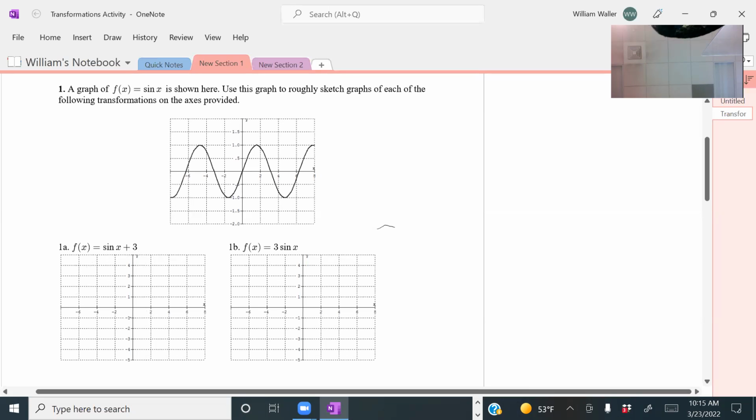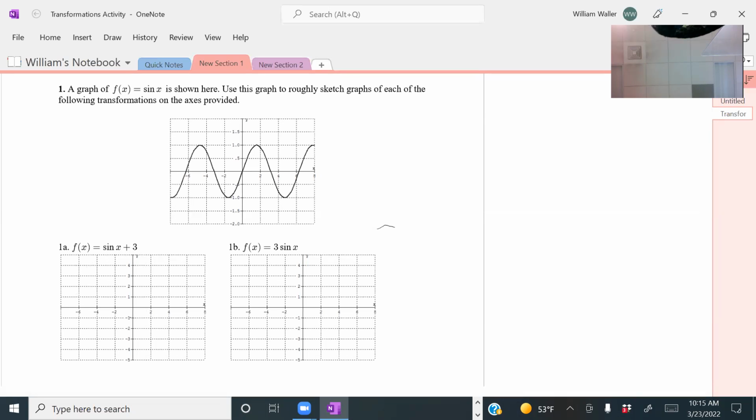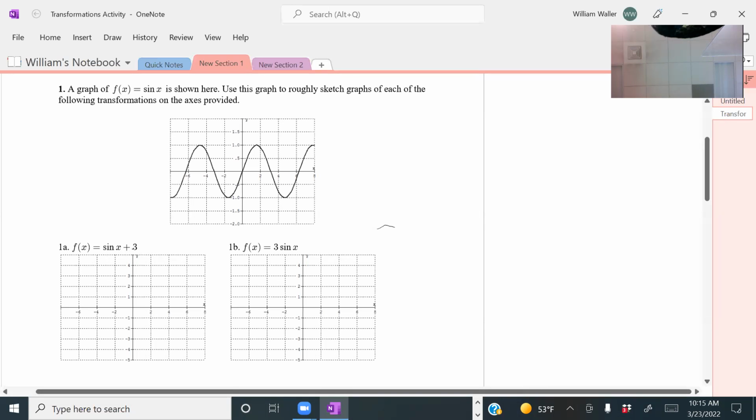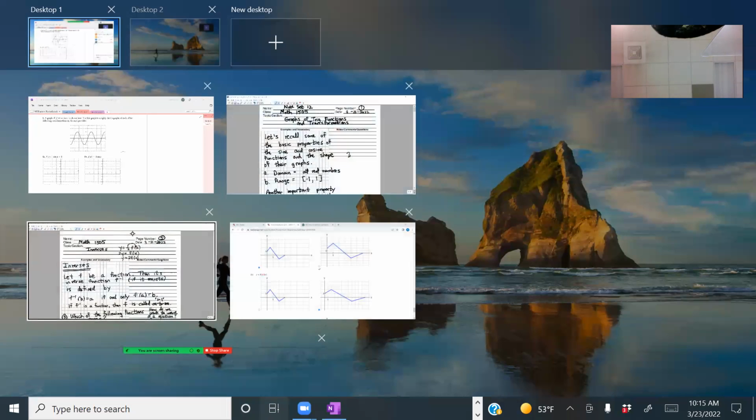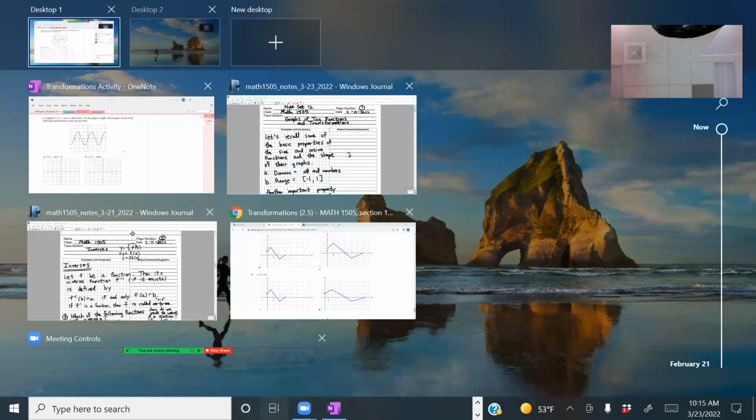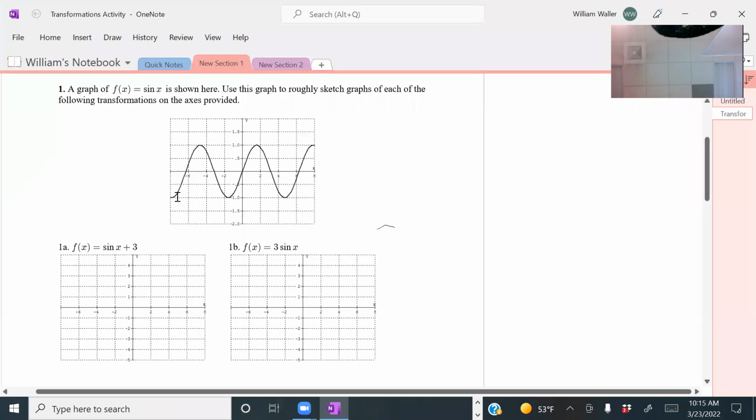If you want to shift it left or right, I'll show you how you can slightly change the formula to shift it to the left or to the right. But this is just a vertical shift up. The reason is that the 3 is not enclosed in parentheses with the x.